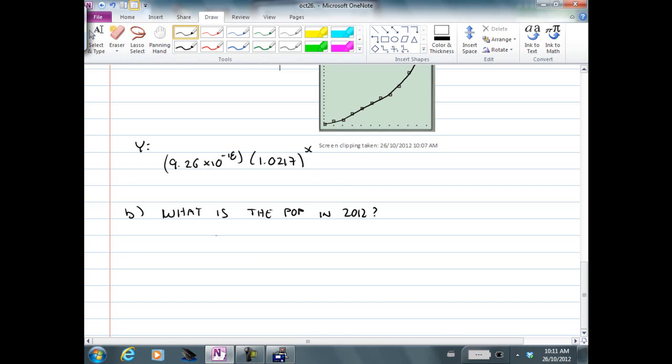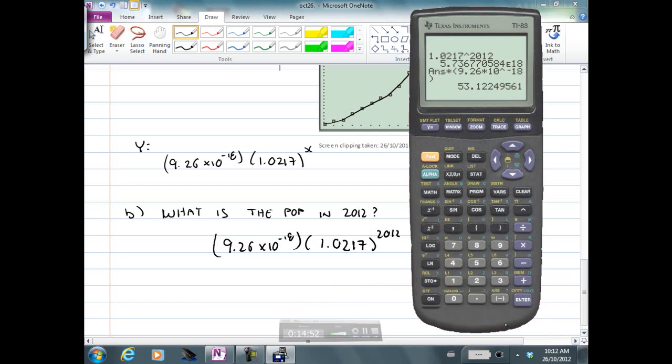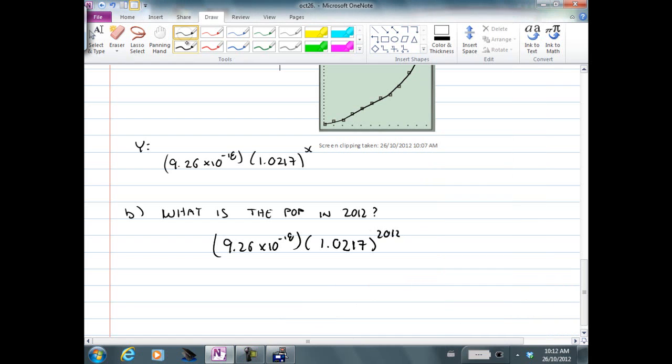So take a minute, punch in your calculator right now. 9.26 times 10 to the power negative 18 times 1.0217 to the power of 2012 because I let x be the years. Okay. Punch it in your calculator. I'm going to pause it and let you guys. So if you use your calculator and plug it in, you should have 53 million. Did you? Well, what did you get?